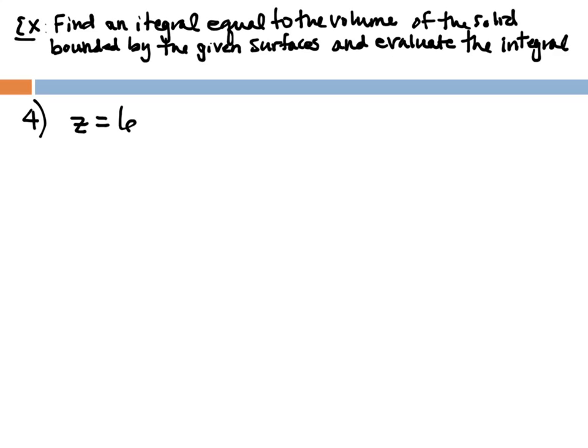So our function is z equals 6 minus x minus y, and then our bounds are z equals 0, x equals 4 minus y squared, and x equals 0. And we have to create the double integral we're looking for. That's the difference right now. We got to create it.